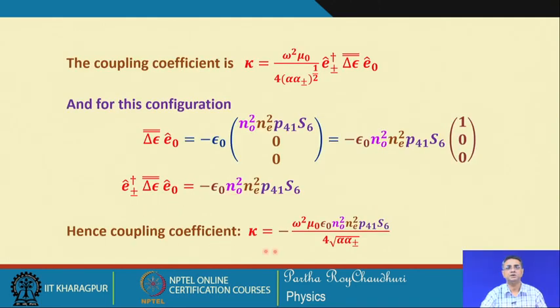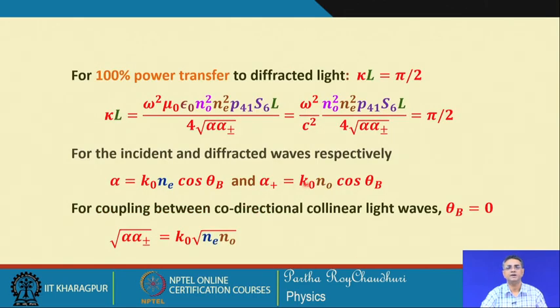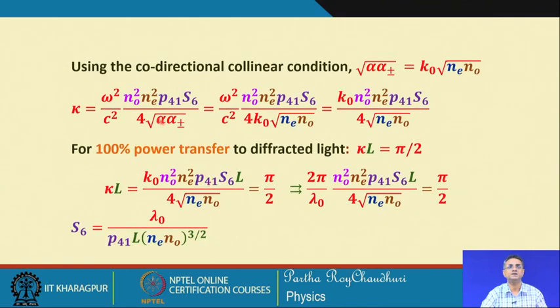And also the coupling coefficient is given by this. These are the quantities which are known for co-directional coupling, theta b equal to 0, otherwise theta b will be equal to 180. So these two quantities are also well known. So k0 under root of n e n o will now represent this alpha plus minus; we will replace that quantity by n e and n o. Therefore it is straightforward, we can now calculate the coupling coefficient from here, and this is simple algebra, you just have to plug in.